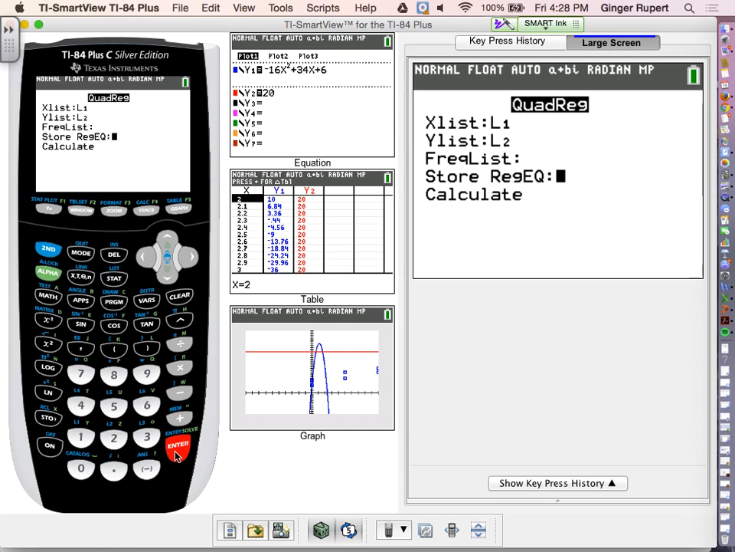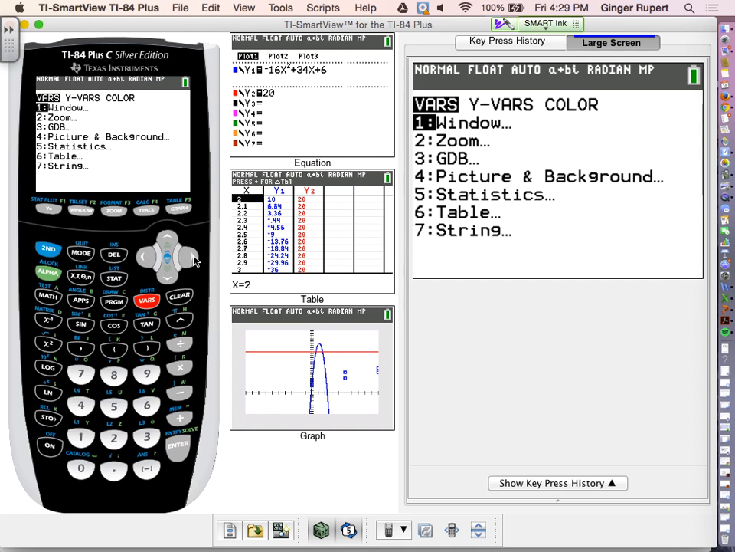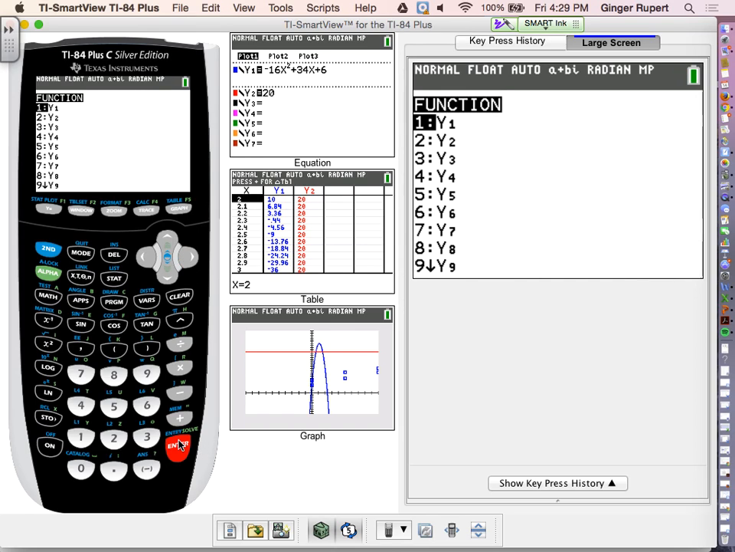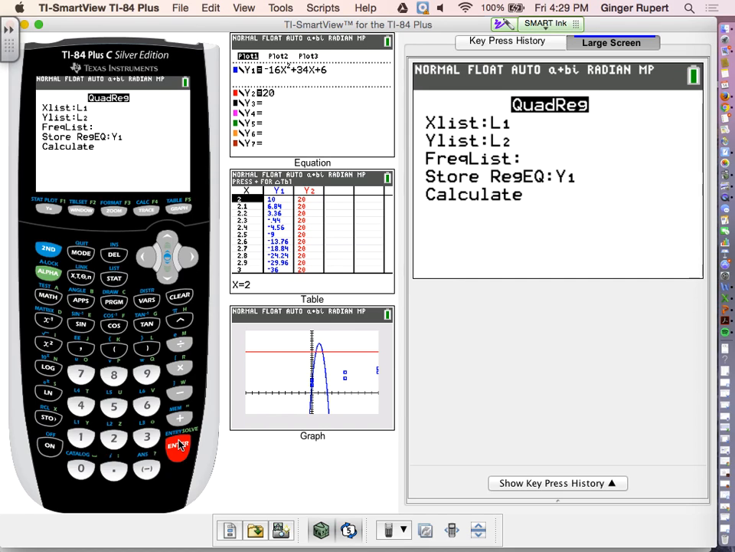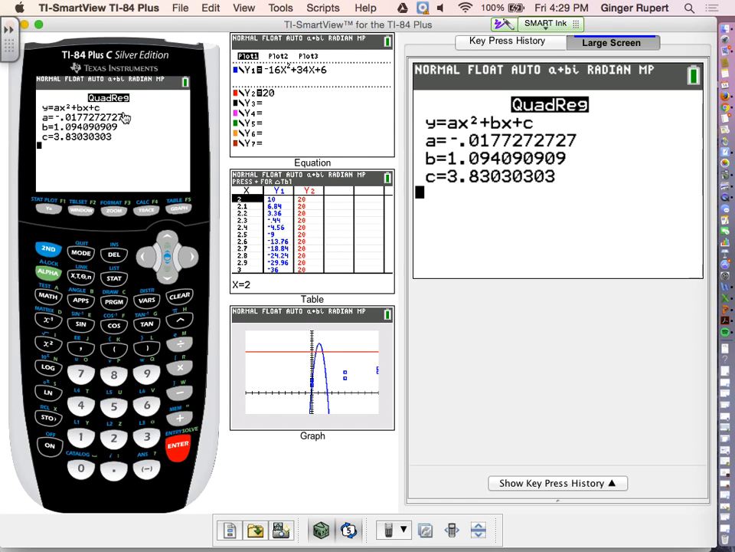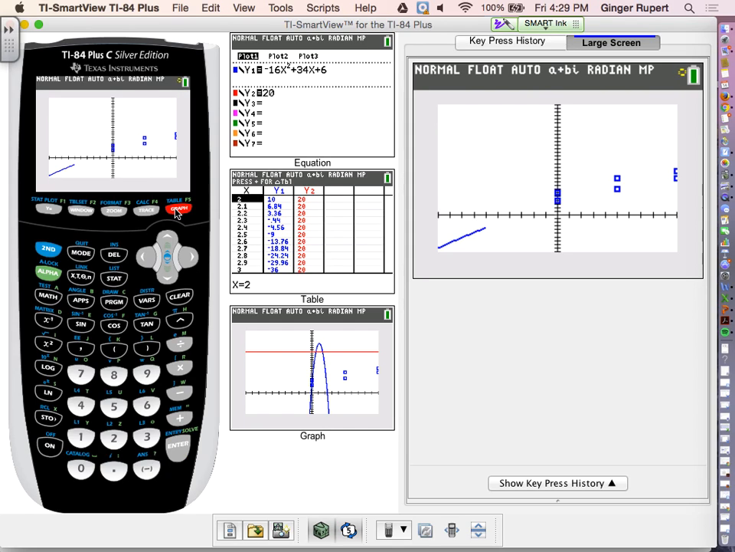Come down to where it says, where do you want to store this linear or this quadratic regression? You want to store it in a y equals, so you have to go to vars, arrow over to Y vars. It says function, you want to hit enter. It says it's going to put it in y1. You say enter. Say enter again, enter one more time. It will give you your quadratic model. Round to 3 decimal places, please. You can then take a look at the graph.